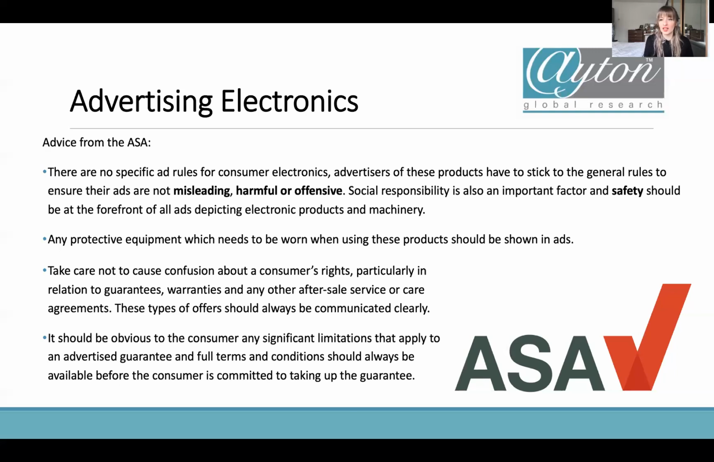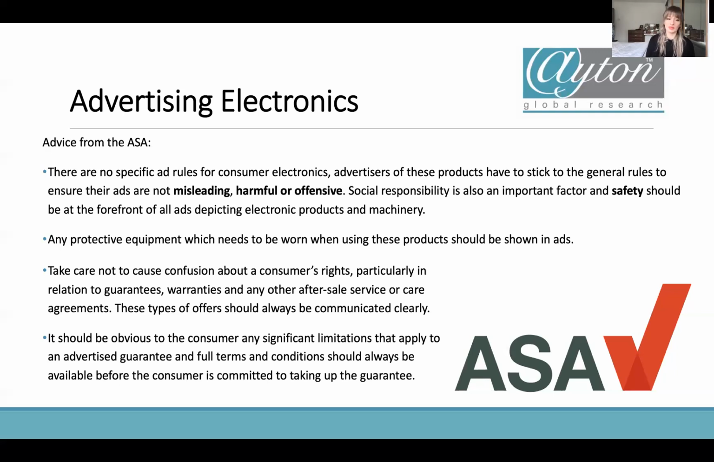Even when it comes to things like garden shears or a hedge trimmer, that all comes under this industry, and you need to make sure that people are really safe. You need to make sure that anything about guarantees or warranties or after-sale service is communicated really clearly. Those are different kinds of claims to how the product performs, but it's something really specific to electronics, so always make sure warranties and guarantees are communicated really clearly.